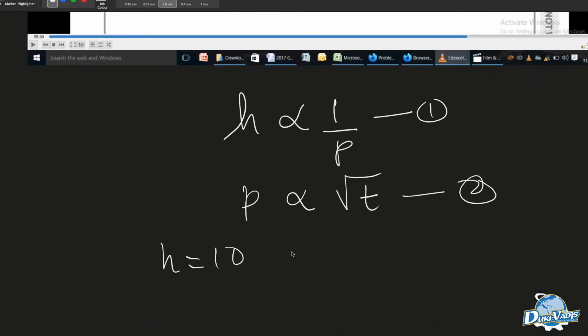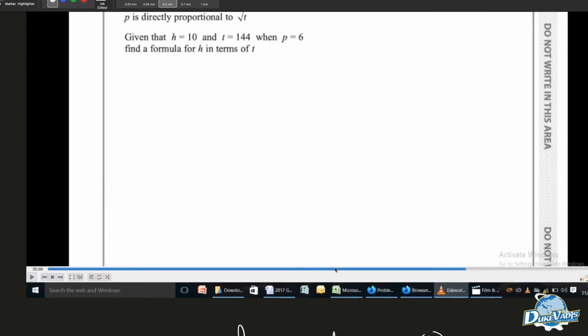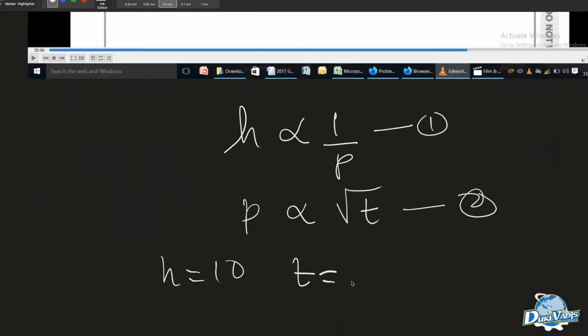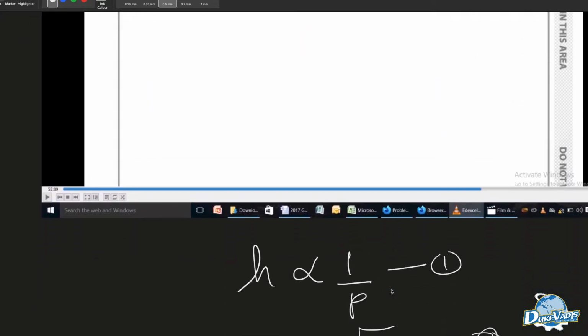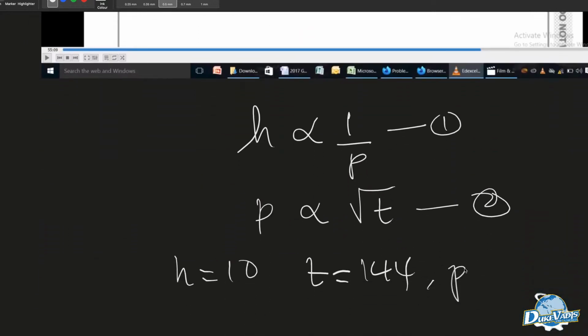T is 144 and P is 6. Okay, so from the two equations that we have, we need to remove the proportionality sign. If we start from the h, the first one, from 1 we can say that h is equal to k over p.